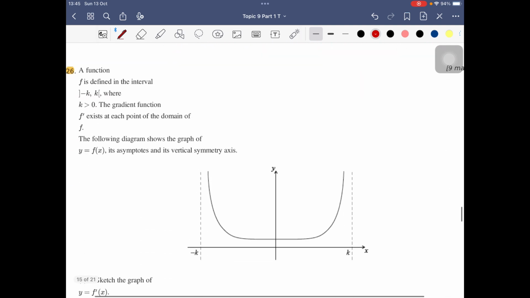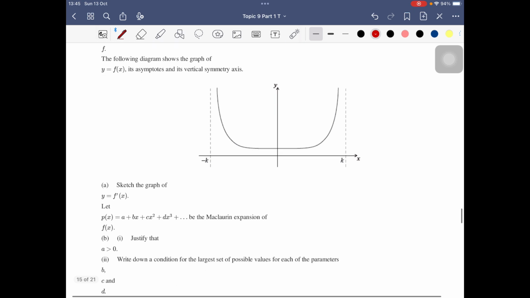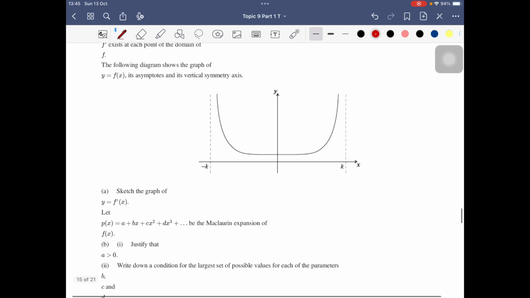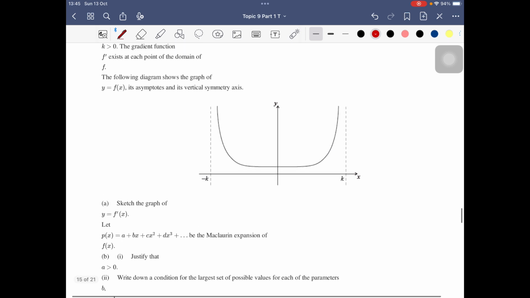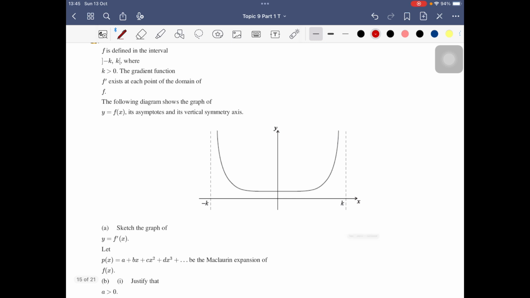So let's go further. So we need to sketch the graph of f prime of x. This is f of x. So now we will try to draw the f prime of x. So this is the minimum point. It looks like this is symmetric. So this is the minimum point.